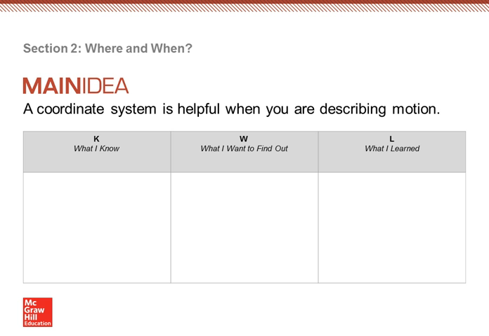So moving on into section 2, the where and the when, this is the real meat of it. And the main idea here is that a coordinate system is helpful when you are describing motion. Or in other words, when you think of coordinate system, think of, we need a reference point. We need something to measure from, like an origin.